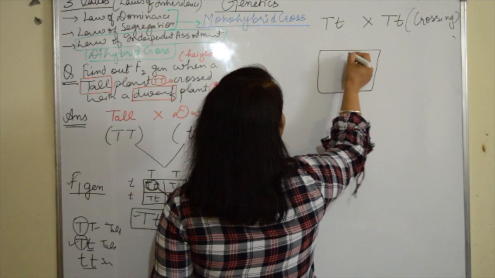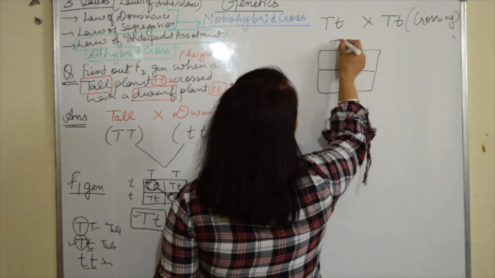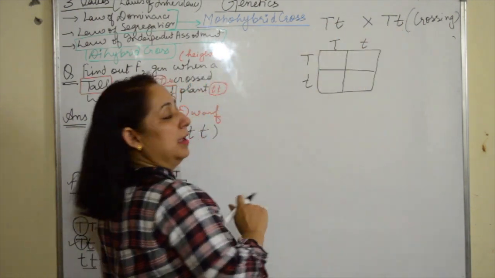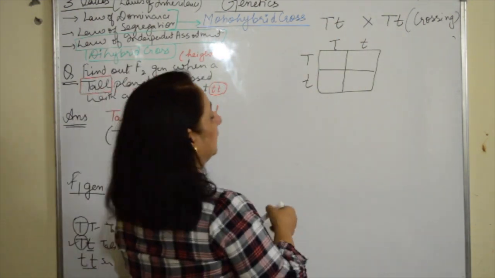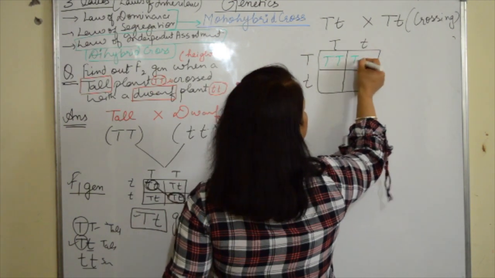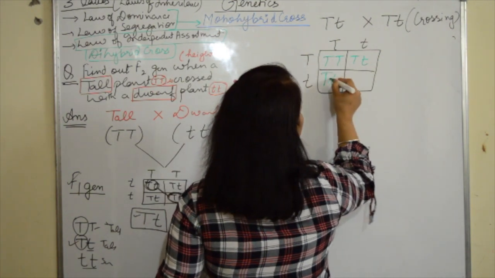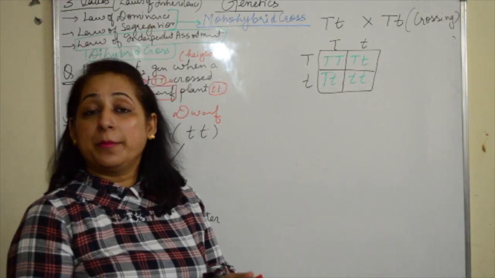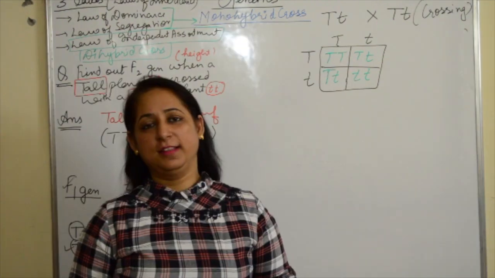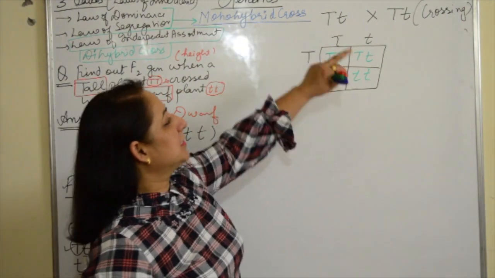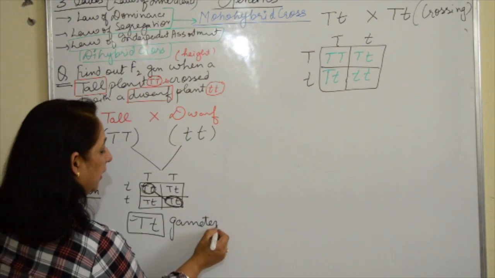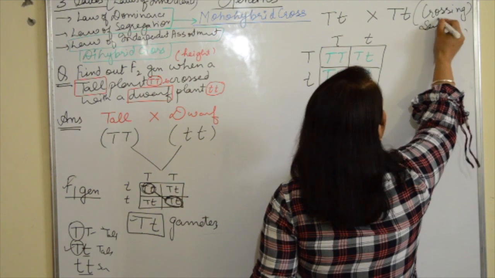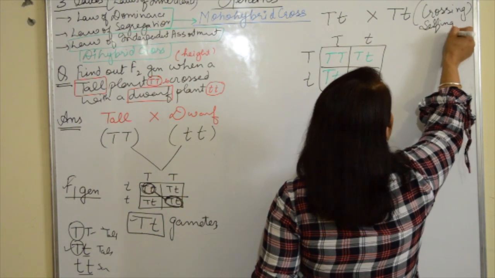Again, make a checkerboard. Capital T small t, capital T small t. ये वाला यहाँ, ये वाला यहाँ. Now cross them. What do we get? अब आया हमारे पास variation. How do we get this variation? By crossing over. Okay, so these are the gametes which are formed in F1 generation. They are crossed here, also called as selfing or crossing. We can use both the terms.